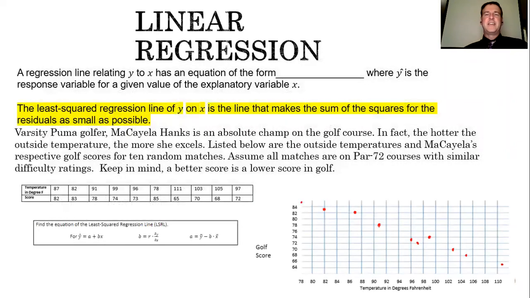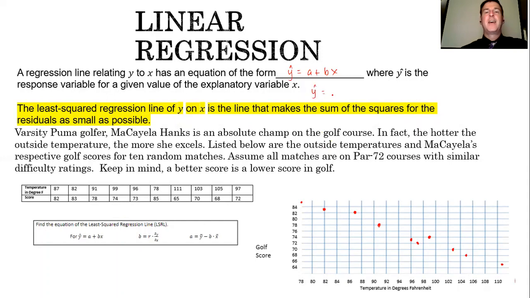First of all, it is a definition. It says a regression line relating y to x has the equation in the form, and I'll write it like this: y hat equals a plus bx, where y hat is the response variable for a given value of the explanatory variable x. All right, so first awkward thing is you see this little hat above the y.